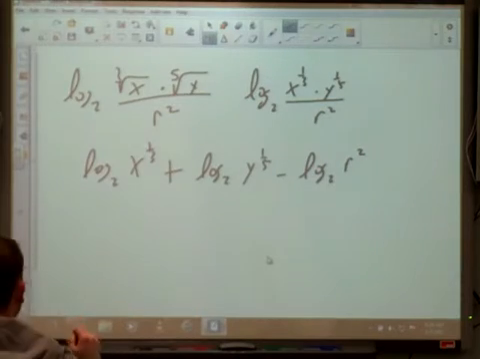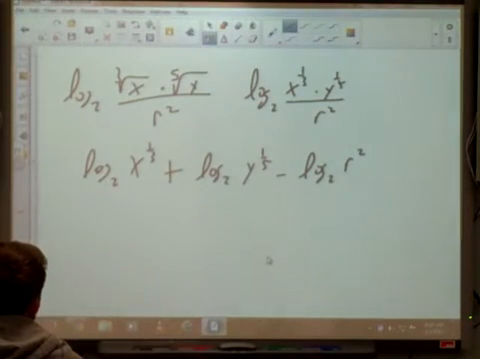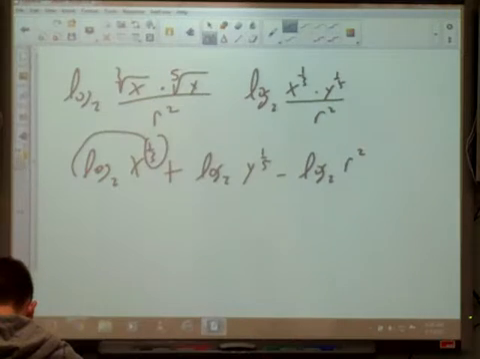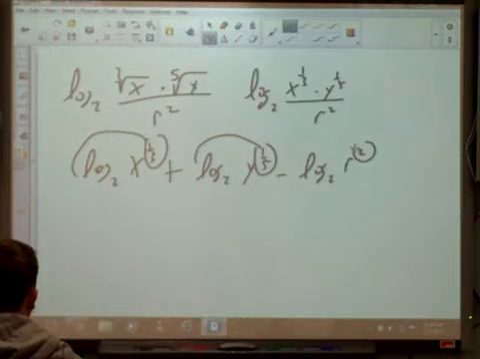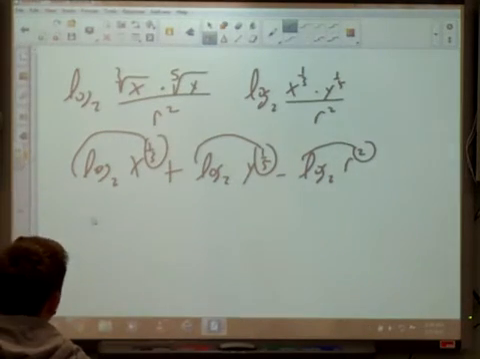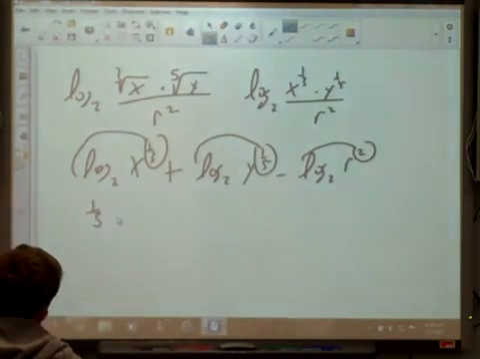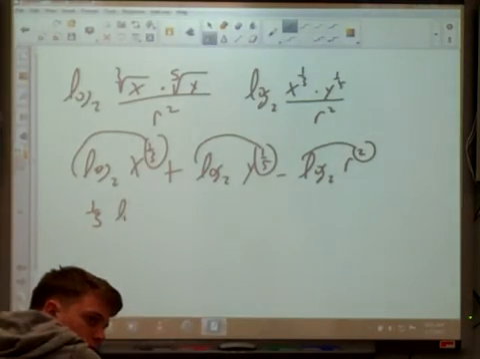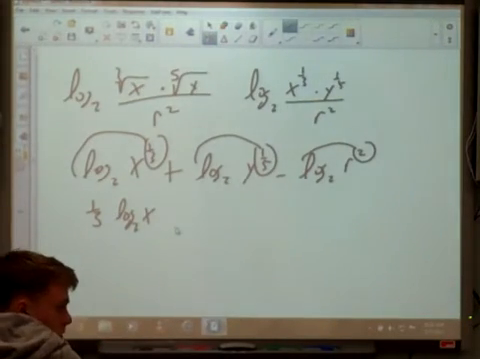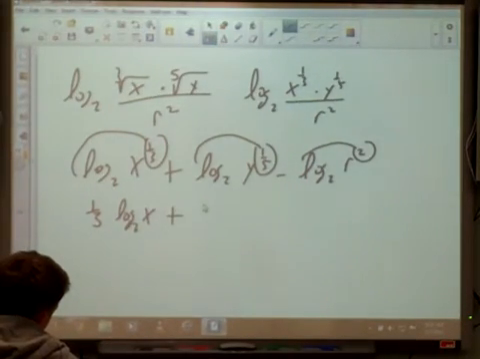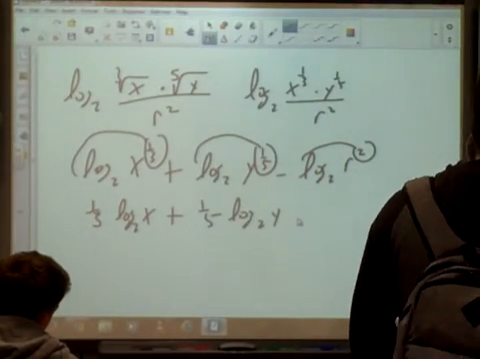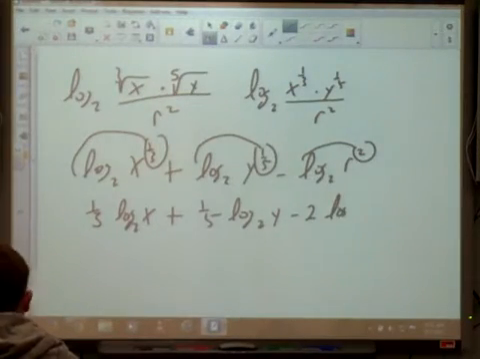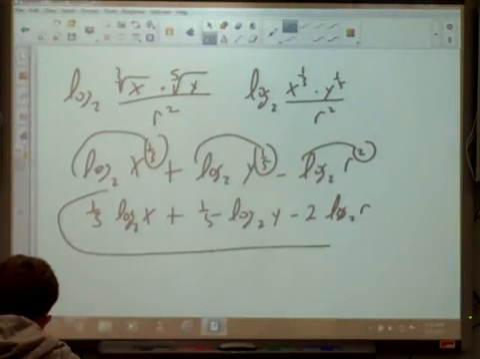Now every piece of that has got a power property to go. So I'm going to bring the 1/3 down here. I'm going to bring the 1/5 down here. Will you get that, Shelby? I'm going to bring the 2 down here. Okay? So that'll give me 1/3 times log base 2 of x plus 1/5 log base 2 of y, and then minus 2 log base 2 of r. Everybody get it?